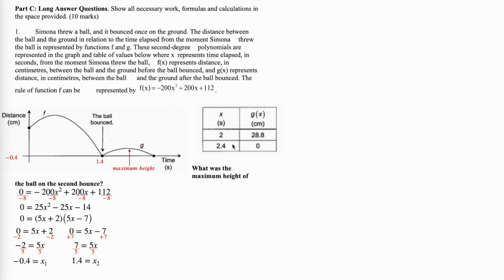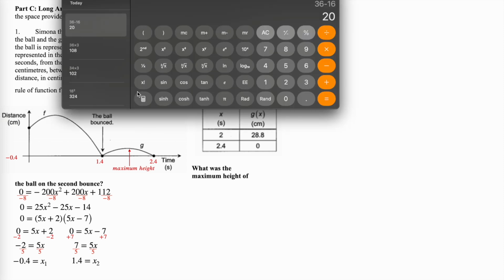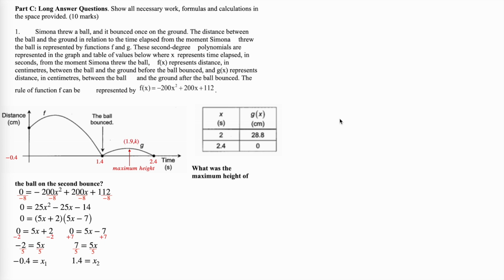On this, we're told one of the zeros of g of x: when x is 2.4, the y value is 0. That means this point right here is 2.4. Between 1.4 and 2.4, take the average of the two, 1.4 plus 2.4 equals 3.8, divided by 2 is 1.9. This point, the h, is 1.9. We just have to find the k.